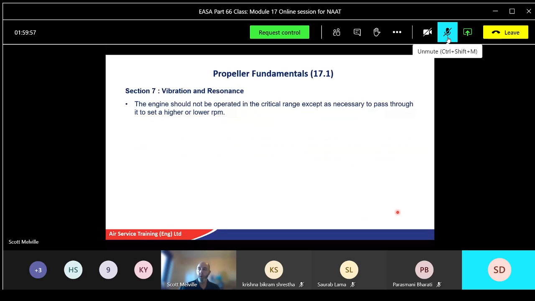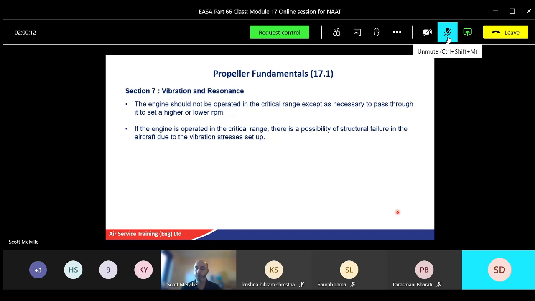So again, the engine should not be operated in the critical range unless necessary to pass through to a higher or lower RPM. Don't sit in that point at all. Every engine will be slightly different. The red arc will be in a slightly different position for each engine, but there's an optimal point where, yes, we don't like that point. If the engines operate in the critical range, there's a possibility of structural failure, again, not good. That's going to end in disaster, due to vibration stresses set up in the aircraft.